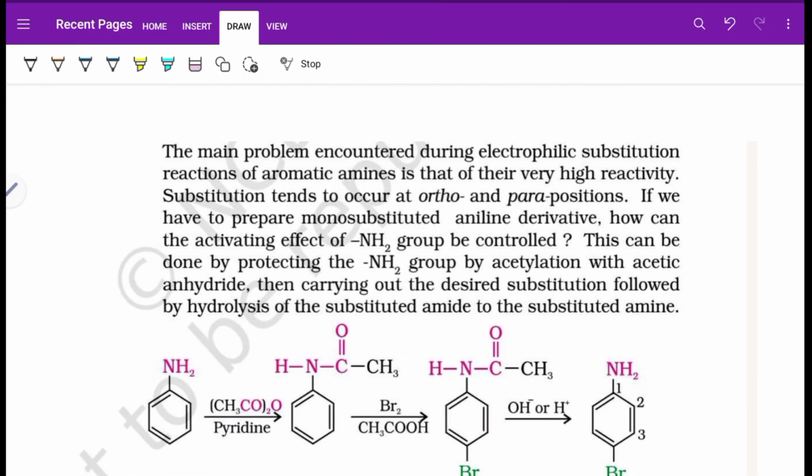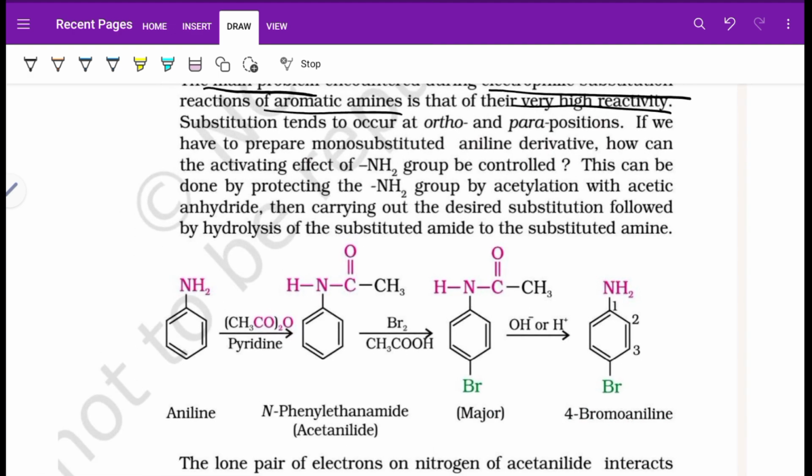Now here the main problem with this electrophilic substitution is the very high reactivity of aromatic amines, for which you don't get a mono-substituted product. You get a tendency to obtain a multi-substituted product. More than one position gets substituted or activated. So you need a reaction that can reduce the activation of aniline and deactivate it to some extent. And the reaction is the acetylation reaction.